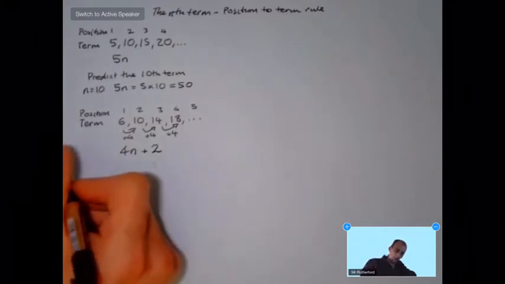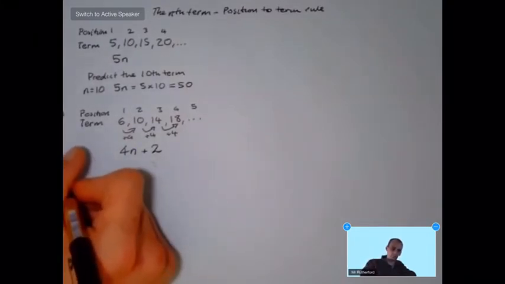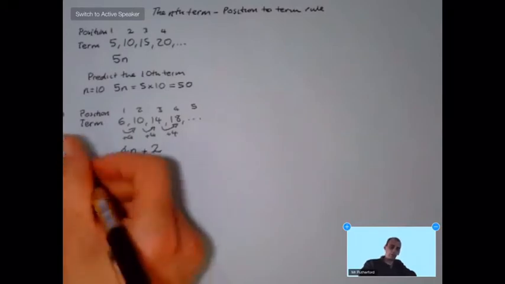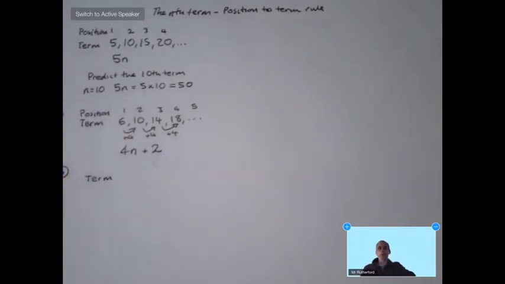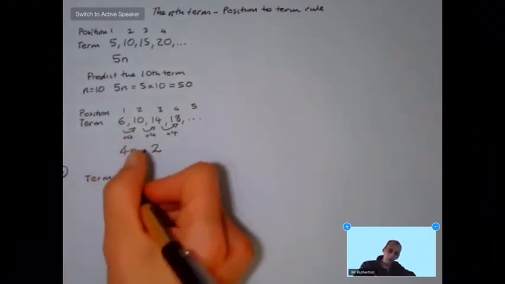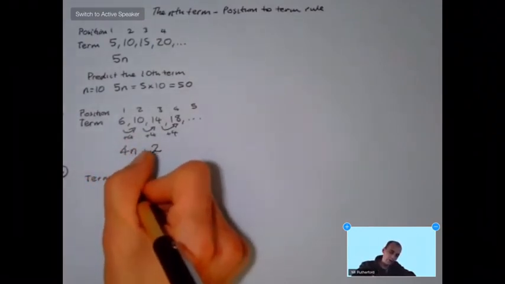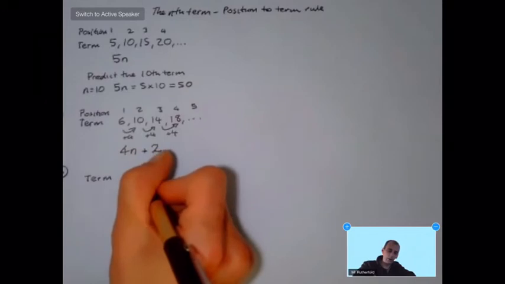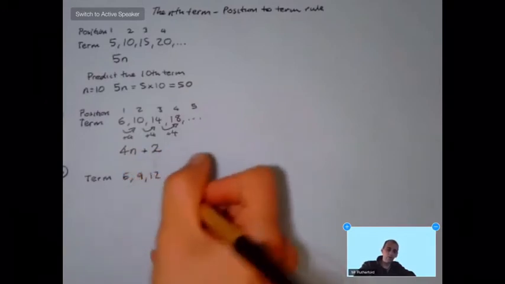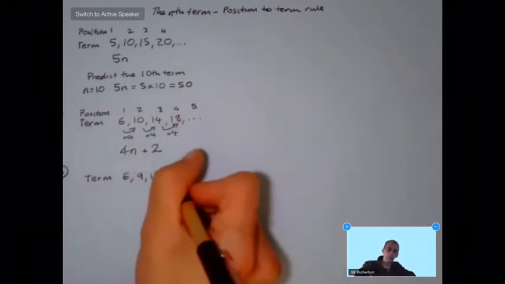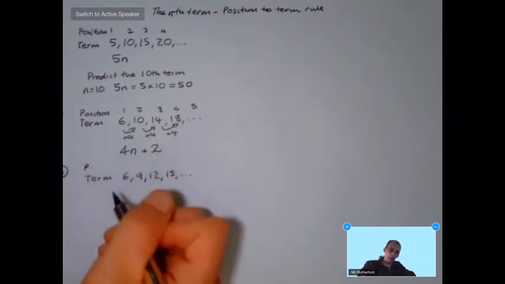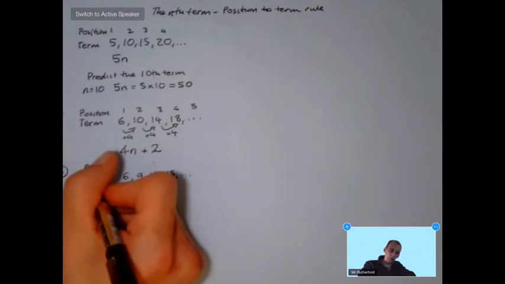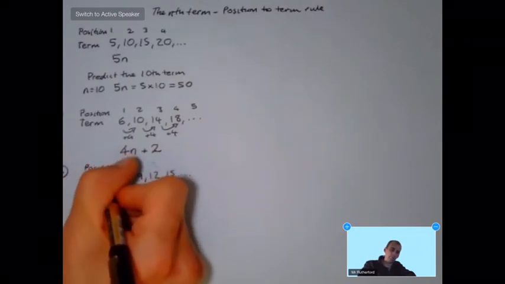Now here, I'm going to try and catch you out. I'm going to write out another sequence. I'm going to give you a couple of seconds to think about it. So 6, 9, 12, 15. So those are the first 4 terms.